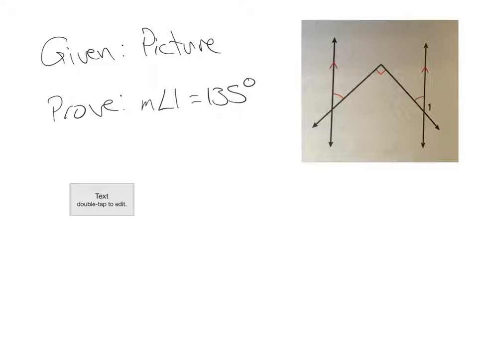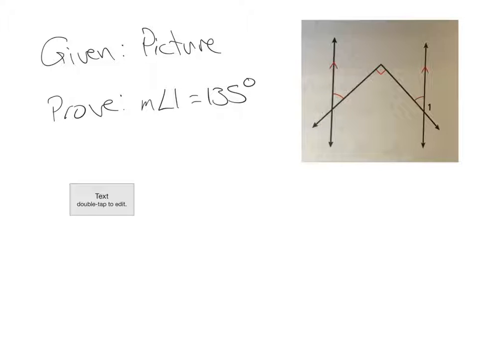So let's start off by looking at this proof. Okay, we're given this picture, and we're asked to prove measure angle 1 equals 135 degrees. And the first thing I'm going to notice about the measure of angle 1 is that it's a linear pair with this other shared angle here. What's weird about this picture is that we have these two parallel lines, but we don't have a transversal going through both of them. We have this sort of angled transversal.